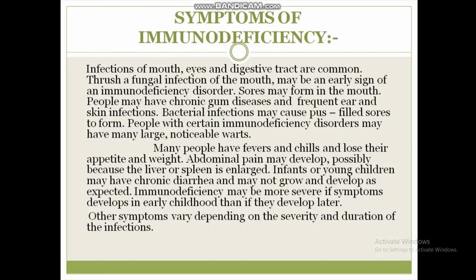Many people have fevers and chills and lose their appetite and weight. Abdominal pain may develop, possibly because the liver or spleen is enlarged. Infants or young children may have chronic diarrhea and may not grow and develop as expected. Immunodeficiency may be more severe if symptoms develop in early childhood than if they develop later. Other symptoms vary depending on the severity and duration of the infections.